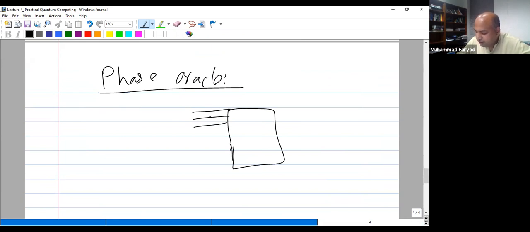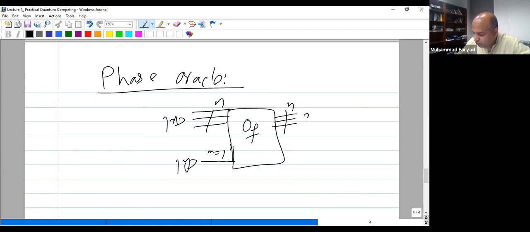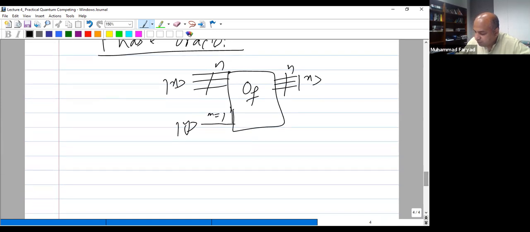an amplitude oracle with n inputs, and then the m bits are only 1. So I'm working with m equal to 1, and let's say this is my input, and then this is some amplitude oracle. What it will do is that this x goes to the output. But what would be here? If this is an amplitude oracle, we will get y plus f of x.